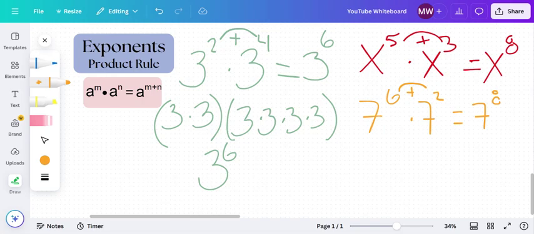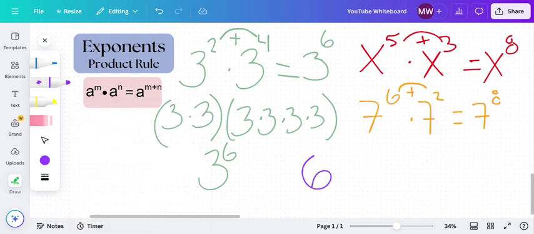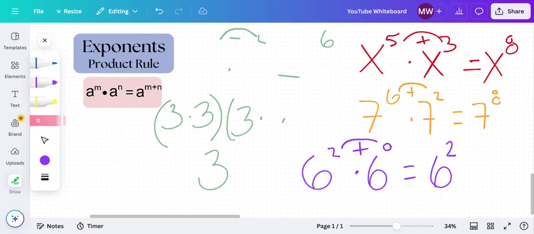All right, let's try another example that has a little something different in it. I'm going to do 6 squared times 6 to the 0 power. So again, I'm following the same rule. That 0 looks a little funny. I might not know what to do with it, but really you're just doing the same thing. 2 plus 0 is just 2. So 6 to the second times 6 to the 0 gets me 6 to the second, or 6 squared. Okay, I'm going to erase a little bit and try some other examples.